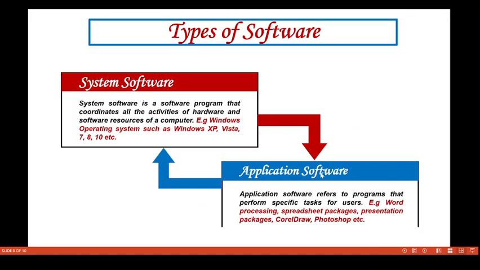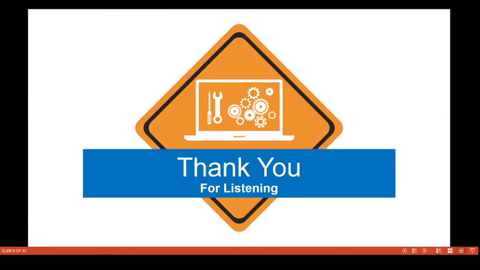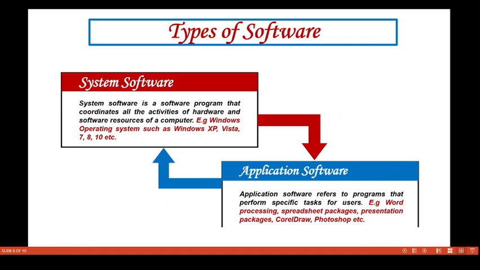Then the next thing is application software. Application software is a program that is designed specifically for a specific purpose or task. So from this definition, application software refers to a program that performs specific tasks for users. Examples: word processing, like Microsoft Word; spreadsheet packages, like Microsoft Excel; presentation packages, like Microsoft PowerPoint; Corel Draw is graphic software, Photoshop is graphic software.